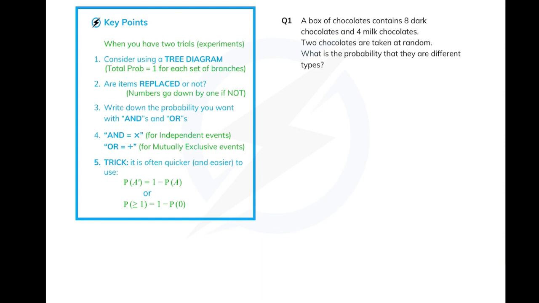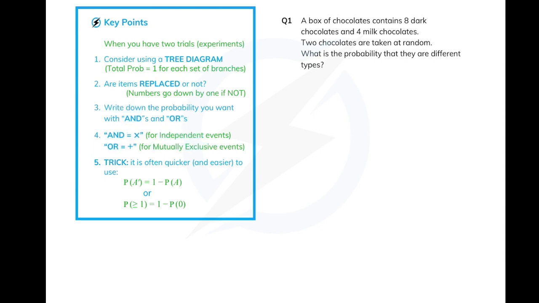Whether you use a tree diagram or not, it's always a good idea to write down the probability you want with "and" or "or" between the things, as you would naturally say it. And then, once you've done that, "and" is always times, and "or" is always plus. Just pausing to note that the "and" rule works for independent events. In other words, the first thing doesn't affect the second thing. And the "or" rule works for mutually exclusive events, which means the two things can't happen at the same time, like a head and a tail on a coin. They are mutually exclusive events.